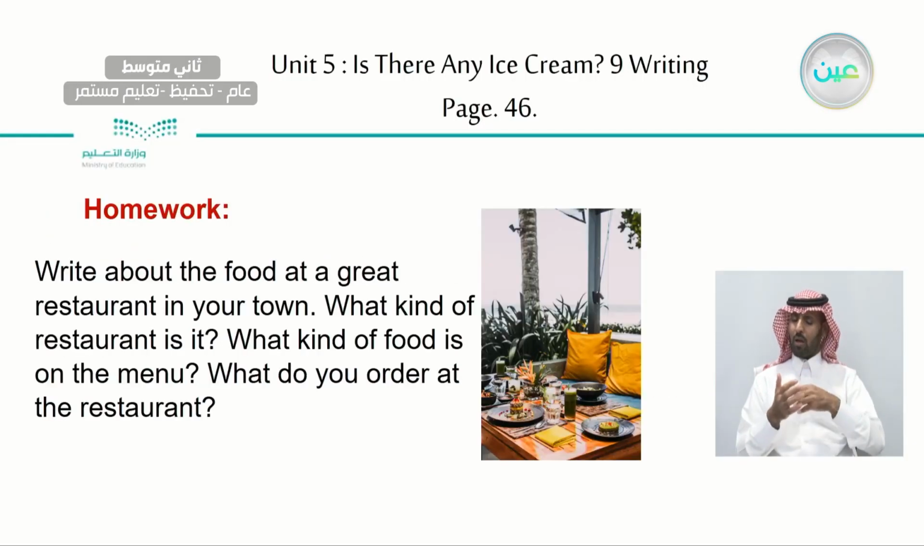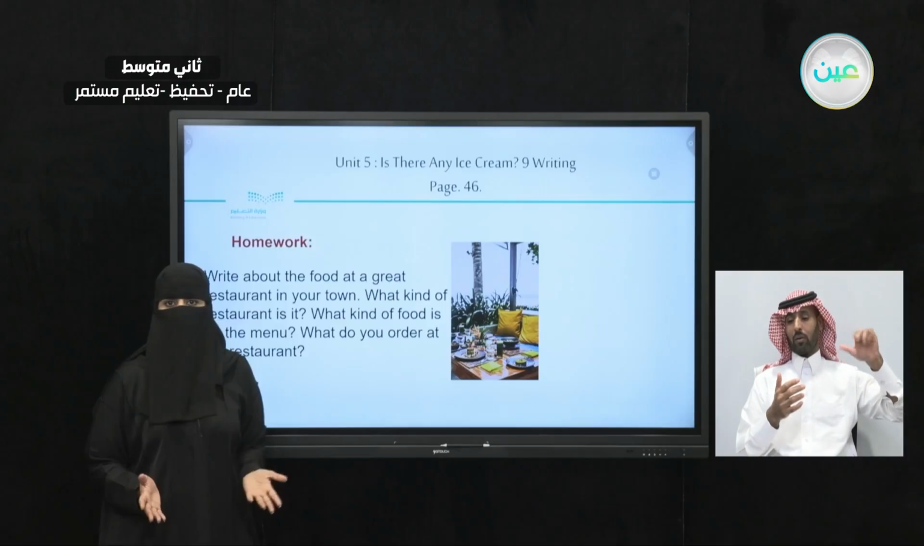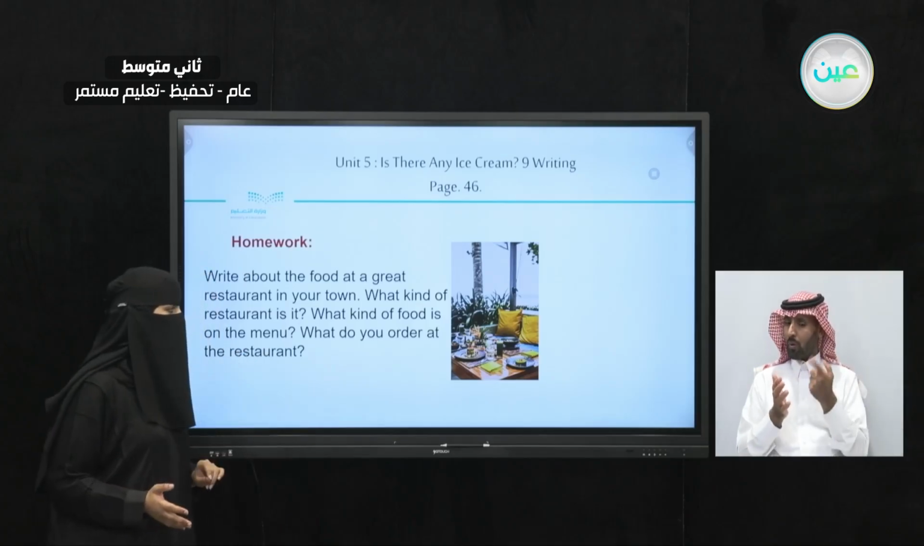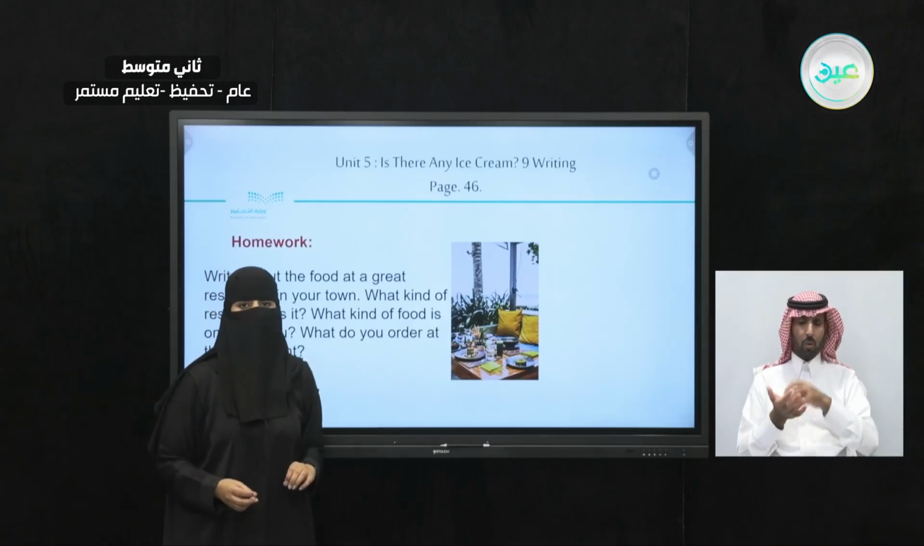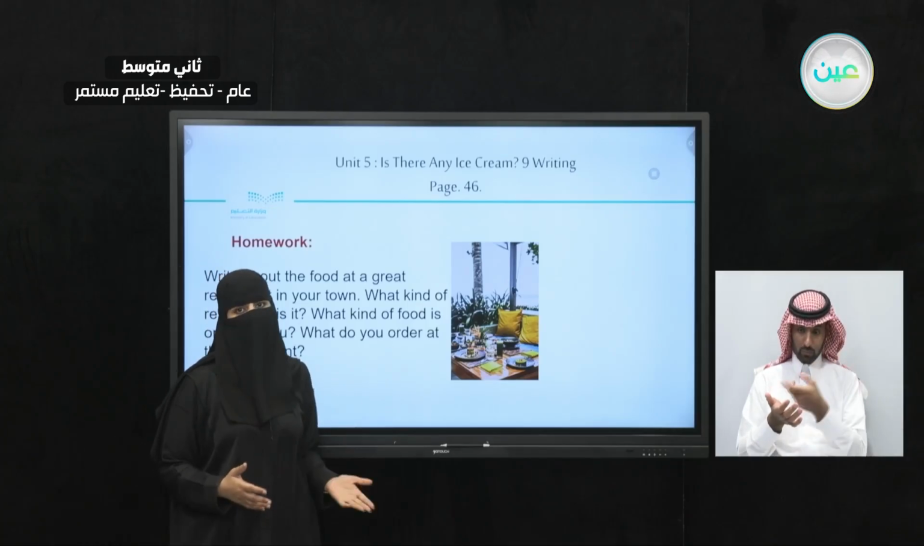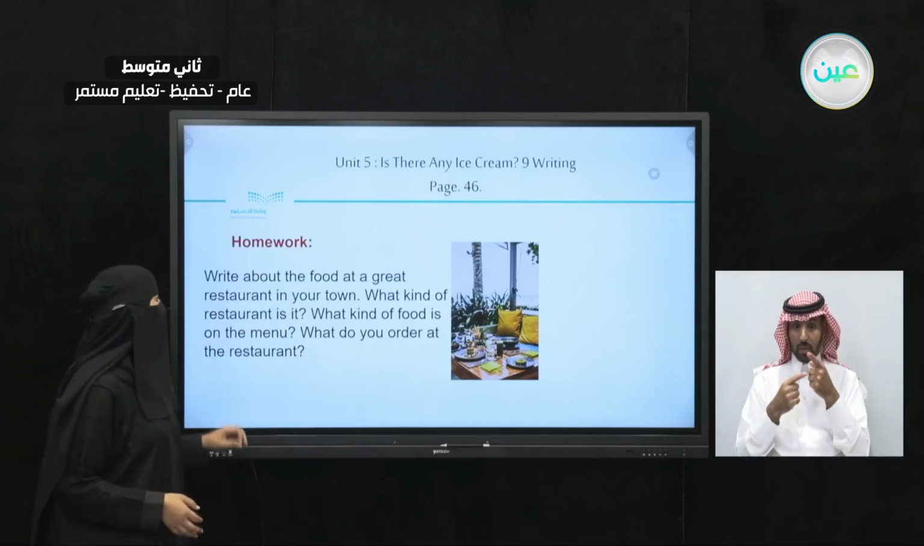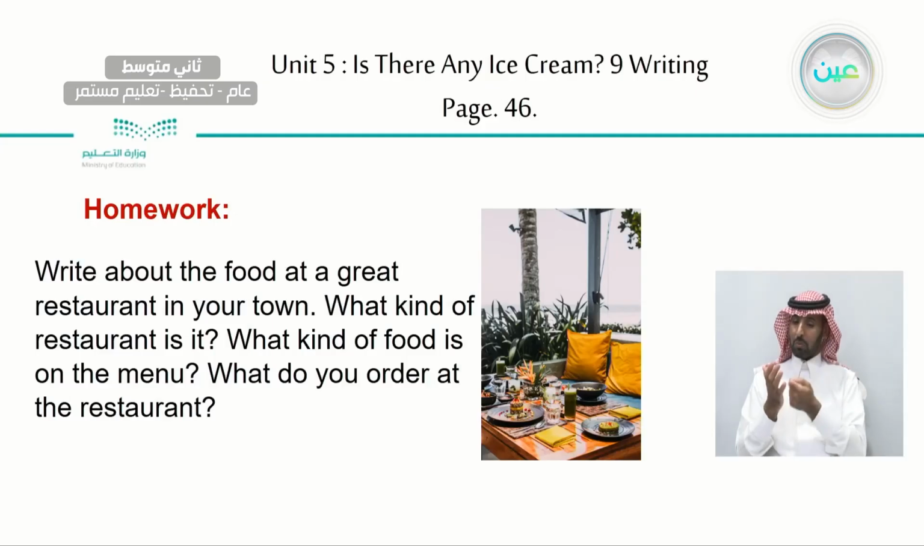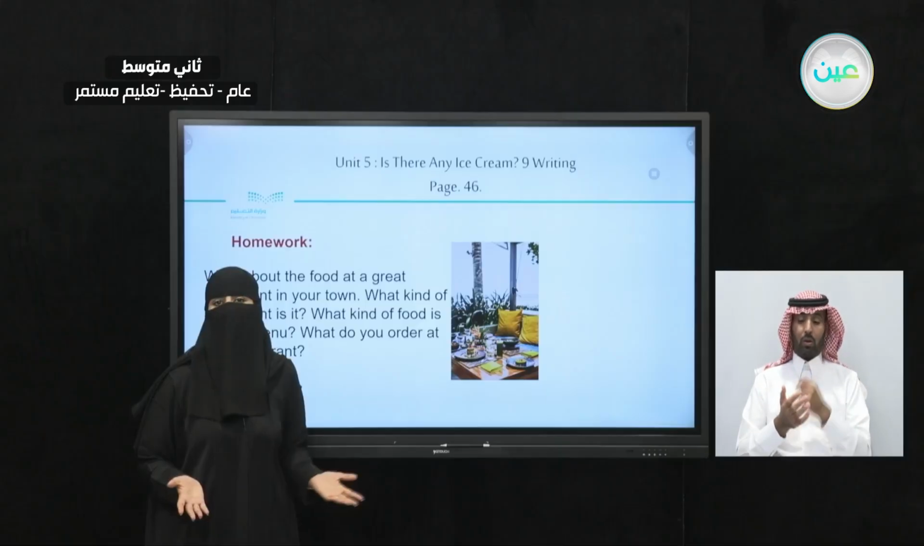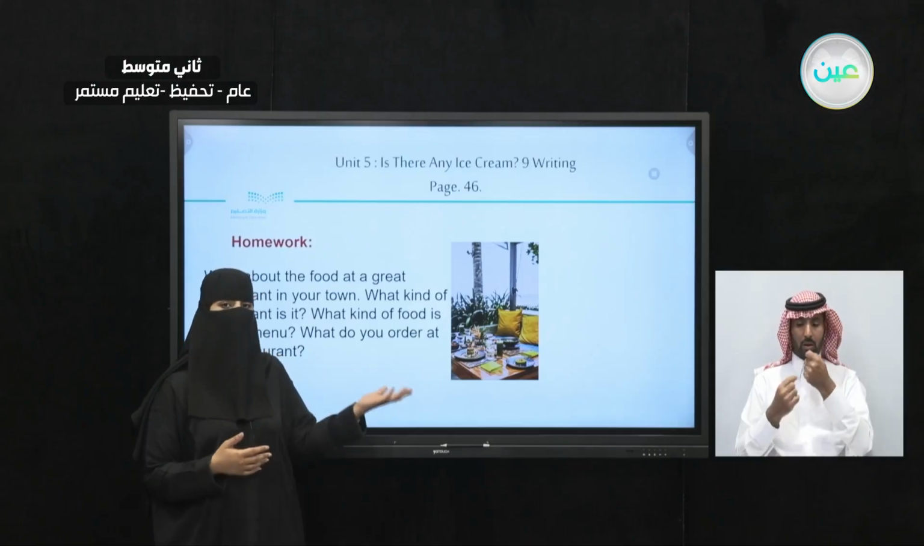Now, for your homework, what are you going to do? Look at this picture. What is this place? Looks like this is a restaurant, right? Now, I want you to write about the food at a great restaurant in your town. What kind of restaurant it is, and what kind of food is on the menu, and what do you order at the restaurant? You can choose any restaurant you like, and you can talk about the restaurant.